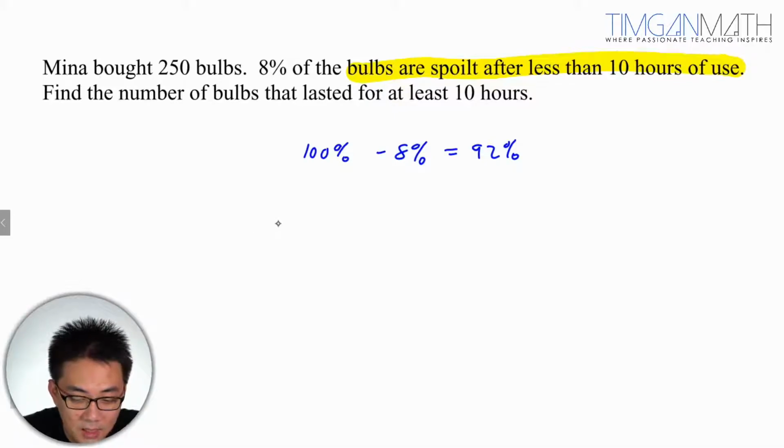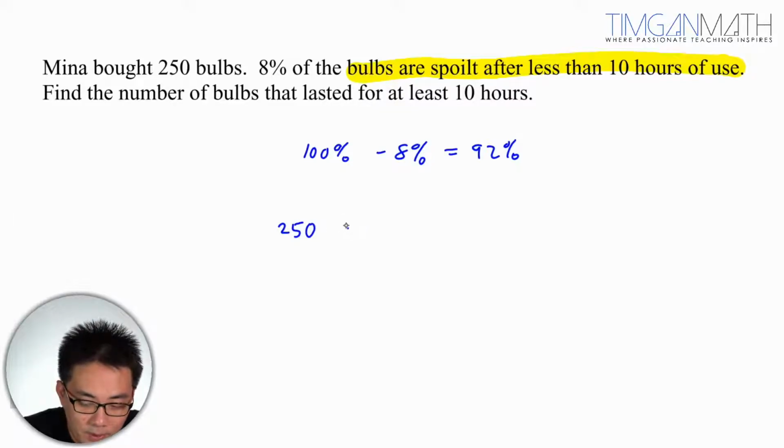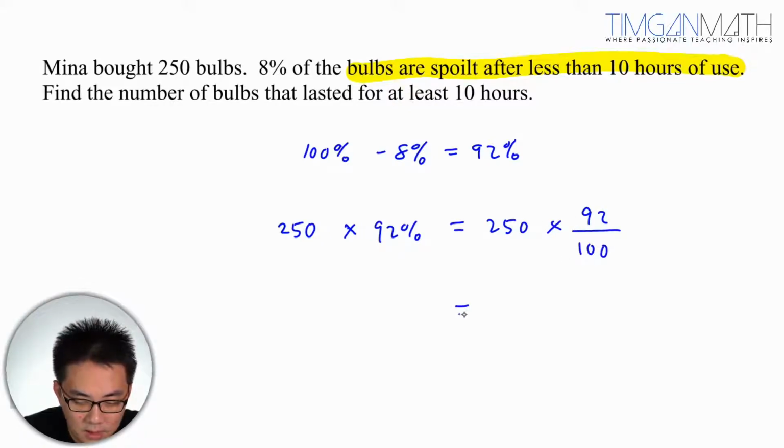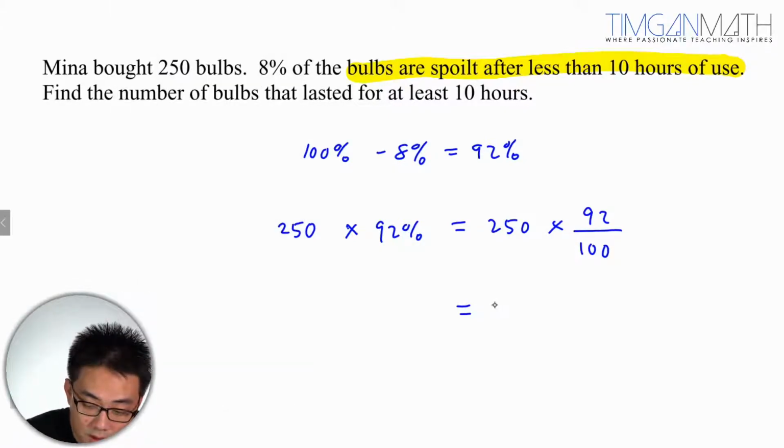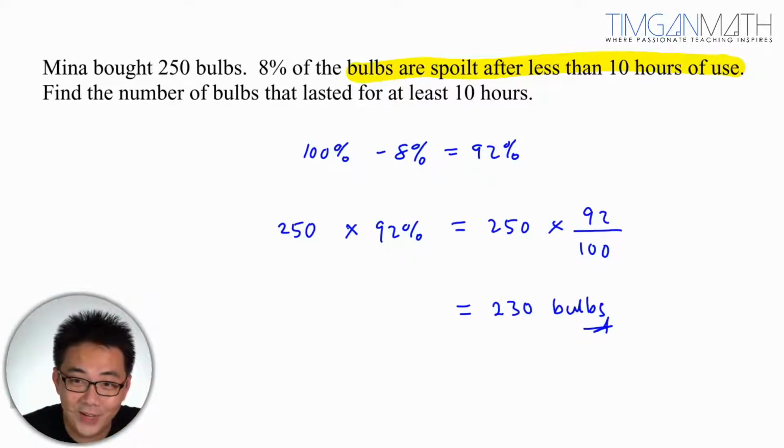So in this case, very quickly, we just take 250 bulbs multiplied by 92%. This would be 250 multiplied by 92 over 100. Just key it in the calculator, 250 multiplied by 92 over 100, which is actually 230. So this is 230 bulbs.